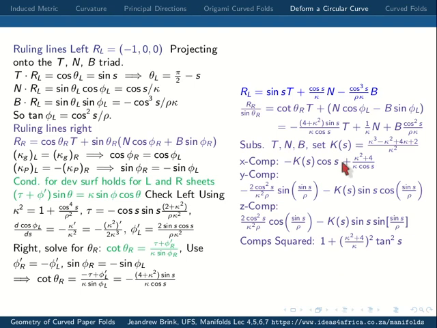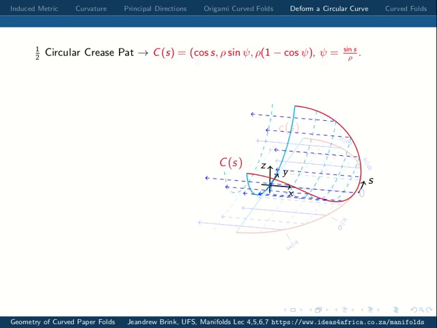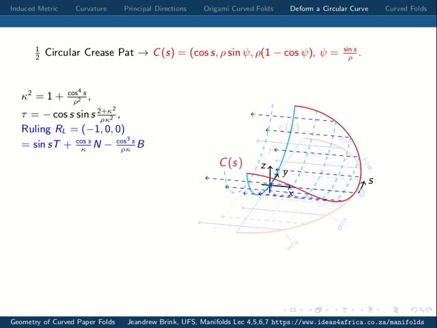So you can then go about and plot these components for the ruling direction, and those will be the components of the ruling lines that actually lie on the surface. So we did that, and to my tremendous relief, it looked right. Okay, so there's our crease pattern that we've bent up. There's the ruling lines on the right that had such a funny expression in terms of the T, N, and B, the triad associated with your curve.